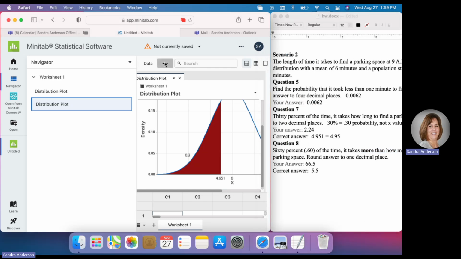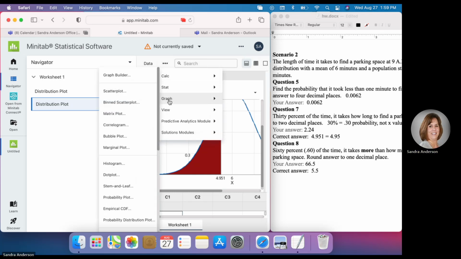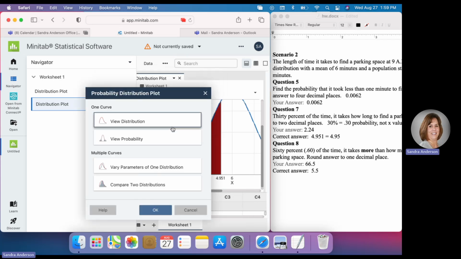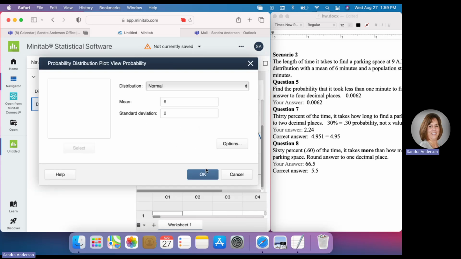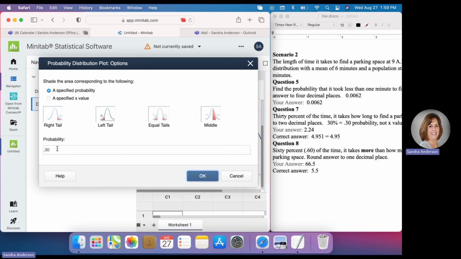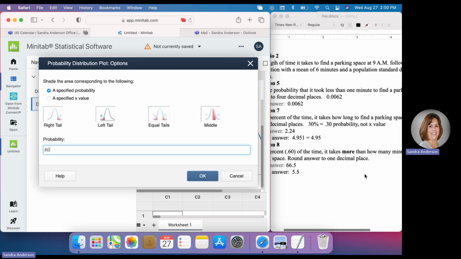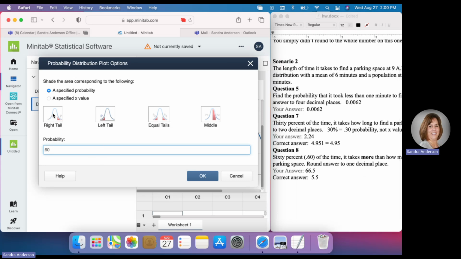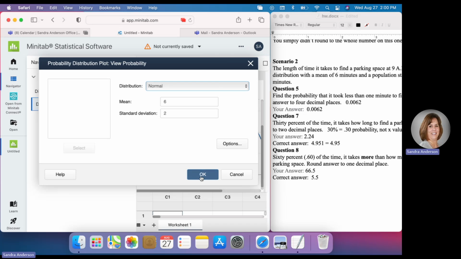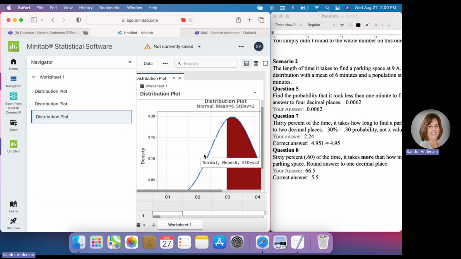So we go to Graph, probability distribution plot, view probability. Okay, same scenarios. So we're going to click on options and we're given a probability of 60% or 0.60. It takes more than how many minutes? So this time we want to click on right tail because we want the more than. Less than, more than, in between would be the middle. You hardly ever use equal tails. And click OK and OK, and let's look at the graph we get.